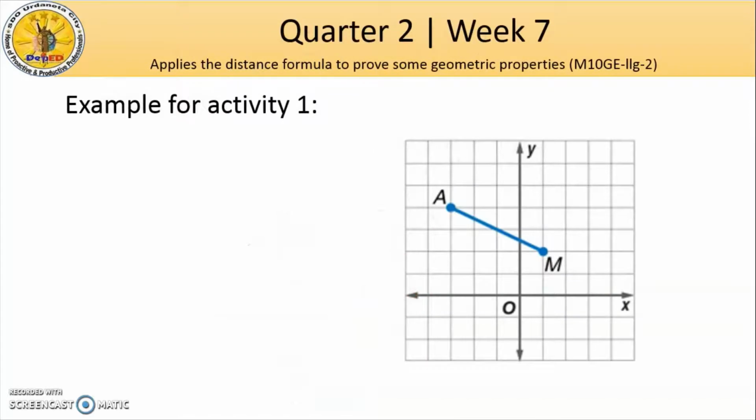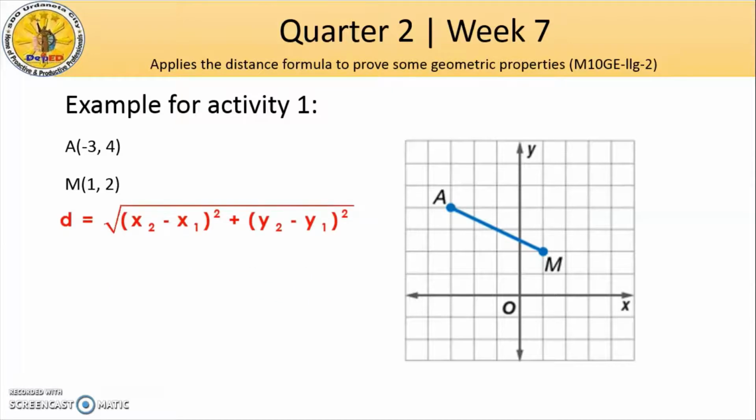We have an example for activity 1. Given a graph, the first thing that we are going to do is to locate the coordinates of the points A and M. From the graph, we have point A to be negative 3 and 4. Point M is 1 and 2.